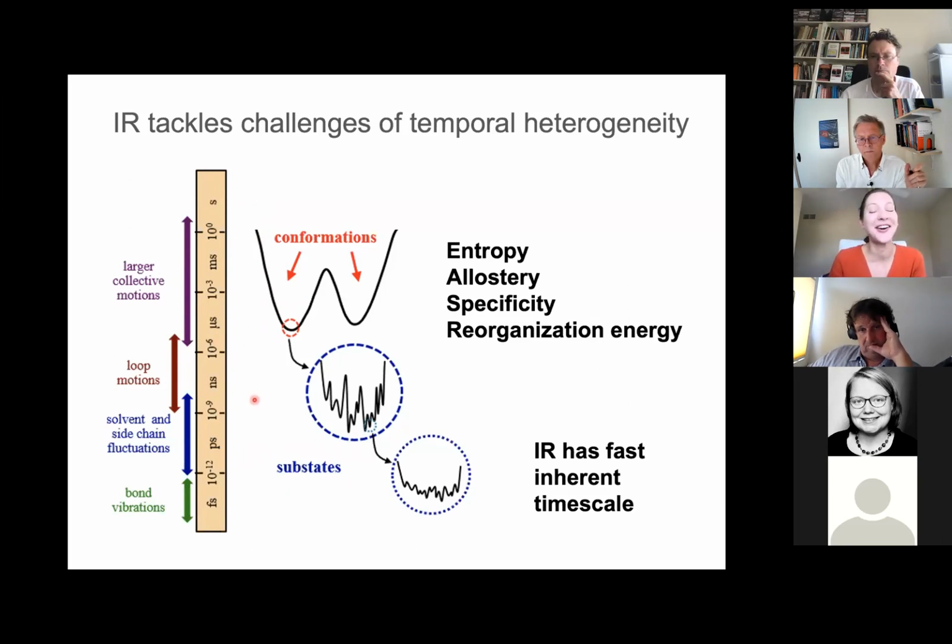Hence, we're applying IR spectroscopy because it really has a very fast inherent timescale. We're assured to capture all of our states. I'll compare us to NMR, which is awesome, but that could be a challenge. So, I saw an earlier talk: why are these motions important? Why could they even be?